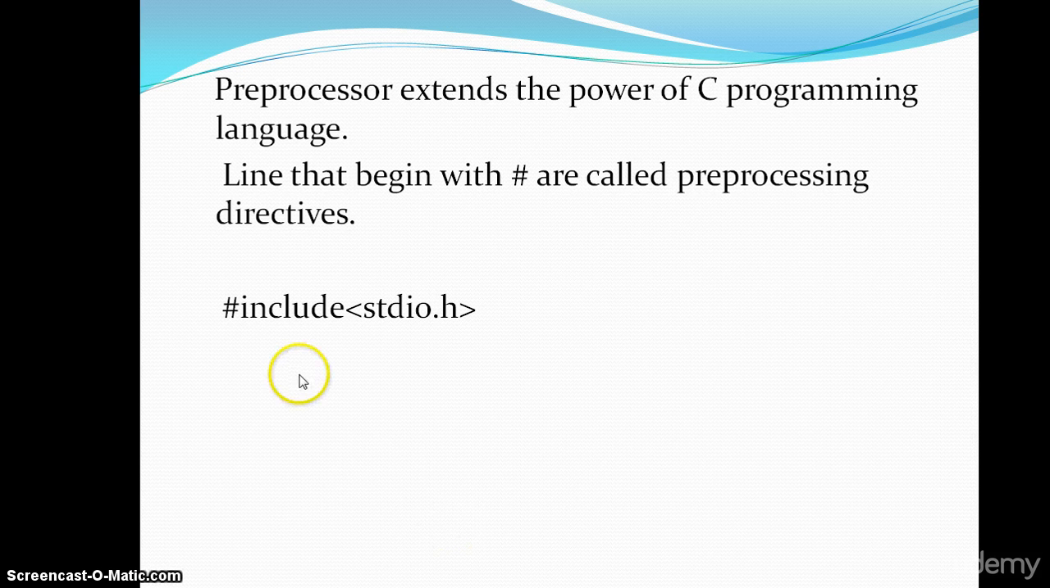Preprocessor extends the power of C programming language. The lines that begin with hash symbol are called preprocessor directives. We have seen include stdio.h. Here we are including the header file, standard input output. Like this we have seen string.h, math.h, which contain already written functions. And whenever we write include stdio.h, the system automatically replaces this with the functions available in it before the program gets started to run.